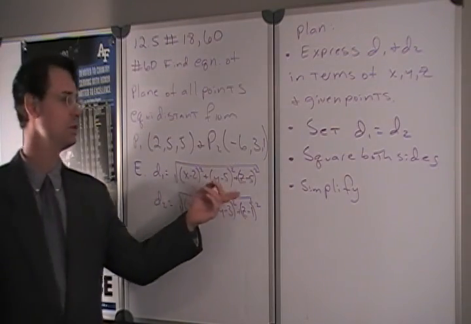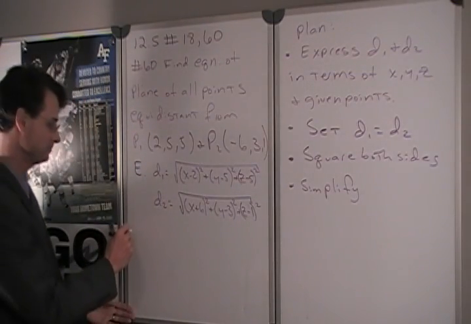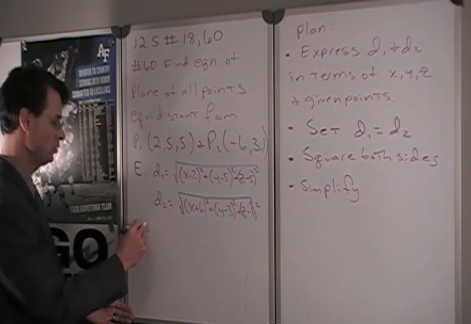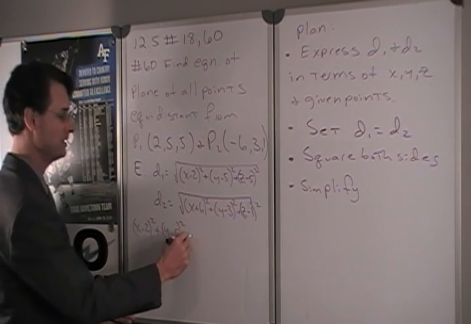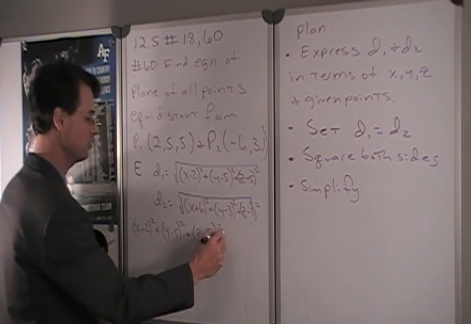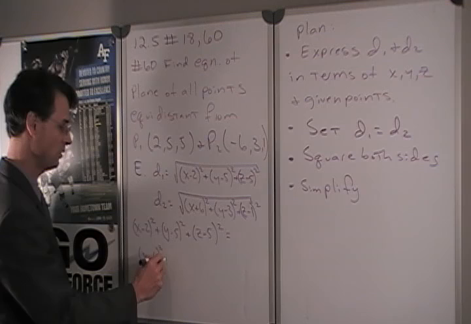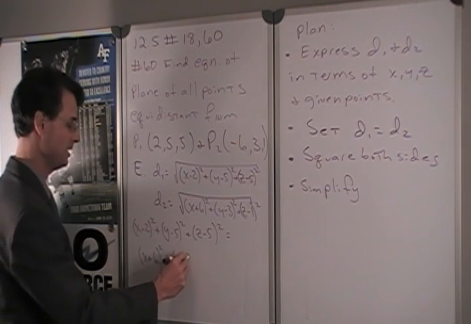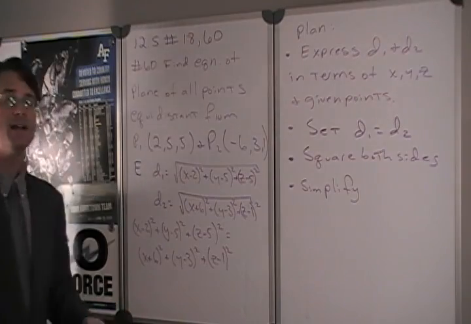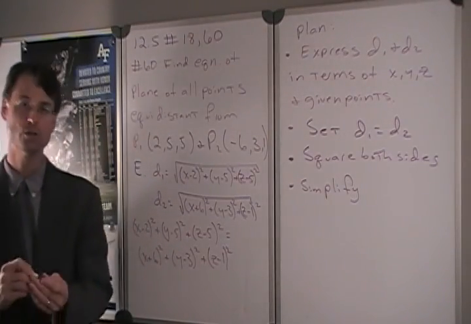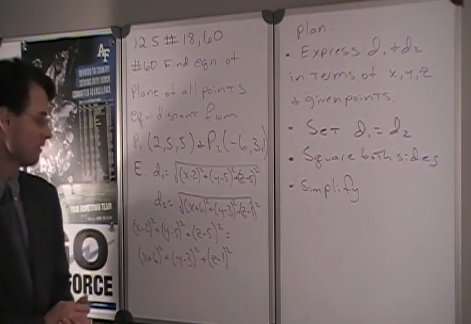Alright, so I'm going to do a bit of this in my head. Set them equal and square both sides. You get (x minus 2) squared plus (y minus 5) squared plus (z minus 5) squared equal to (x plus 6) squared plus (y minus 3) squared plus (z minus 1) squared. And this is the point where I'm going to show you some things that are going to happen and talk about it, and then leave the rest up to you to solve on your own.